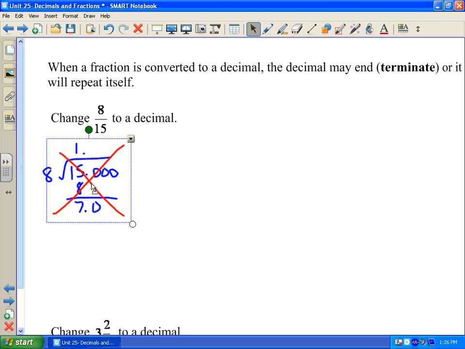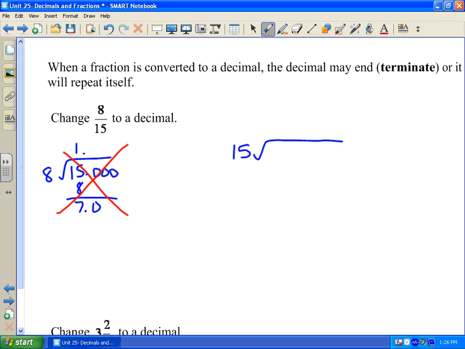Slide that over there. That's not right. It's got to be the other way around. We have 15 into 8, and again, put your decimal in and put as many zeros afterwards as you want. So 15 doesn't go into 8, so 0 times, so put my decimal.